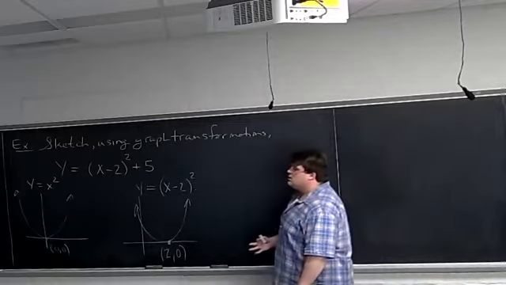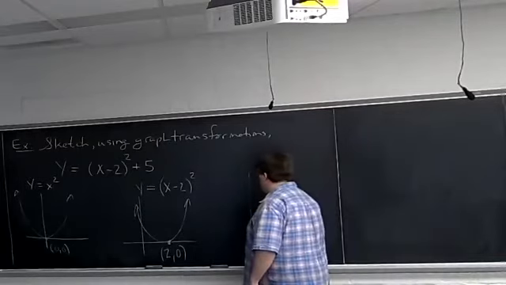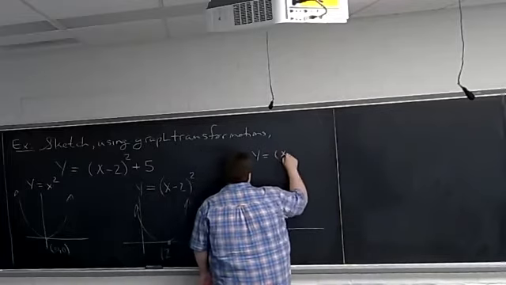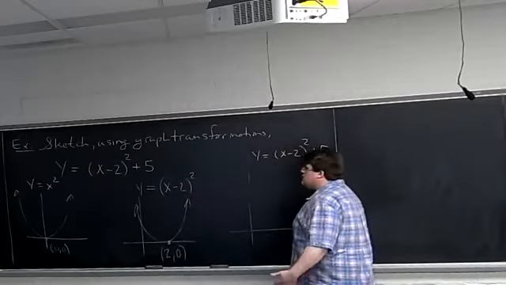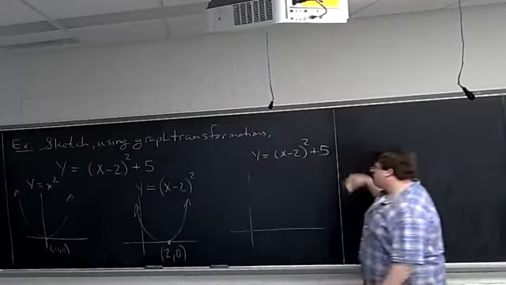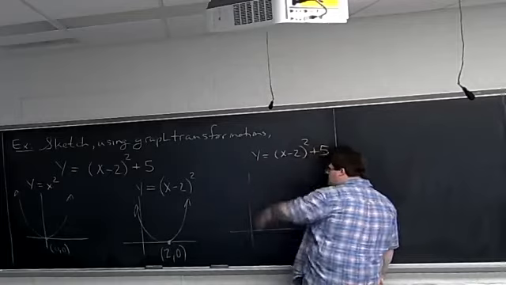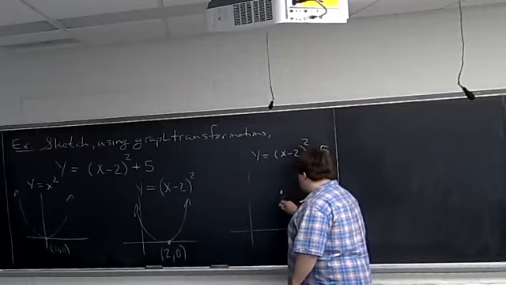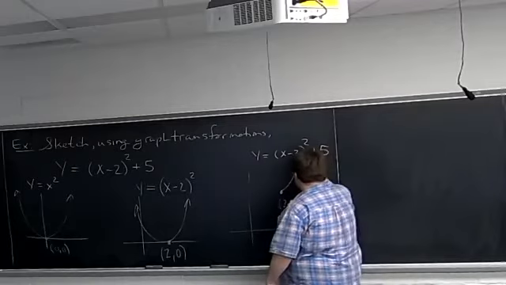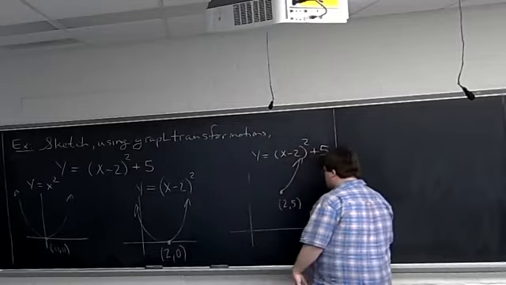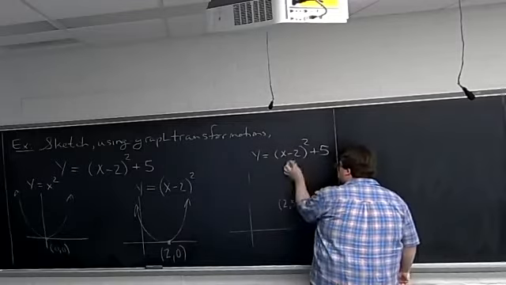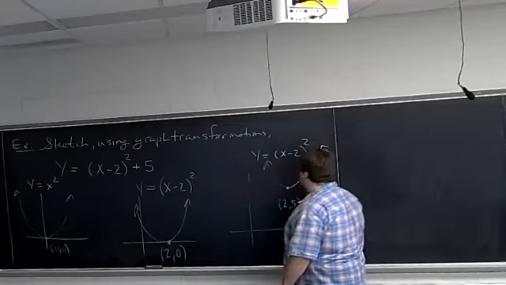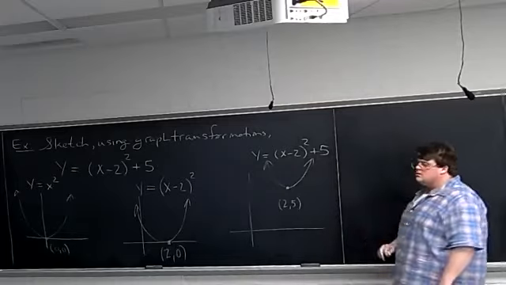Any questions about this first transformation? Okay. And the last thing that happens to this is the positive 5. What does that do? Well, it takes all of these y values and adds 5 to them. So all of these y values go up 5. So this point 2, 0, instead of being at 2, 0, is going to go up to 2, 5. And the rest of the parabola, this type of function could be called a parabola. I think that might be the first time I use that word. This point goes up 5 units, and the rest of the function goes along with it. Any questions about this one?